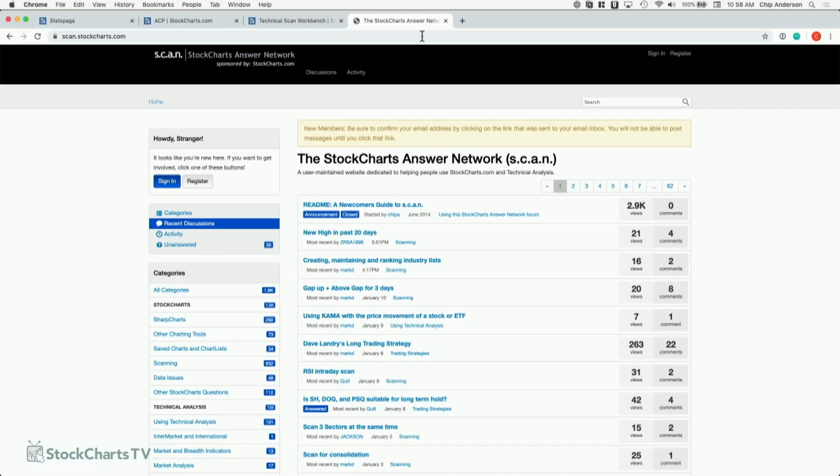While the name stands for the StockCharts Answer Network, you can ask a question about any aspect of StockCharts. It can be any part of the website. Obviously, a lot of people focus on scanning because that's where a lot of the questions are. And so if you want somebody to try and write a scan for you, and you really don't have the time yourself, you can go to scan.stockcharts.com. You can ask the question there, and maybe somebody like Mark D, who's a really nice guy, and a couple other people can help you out.